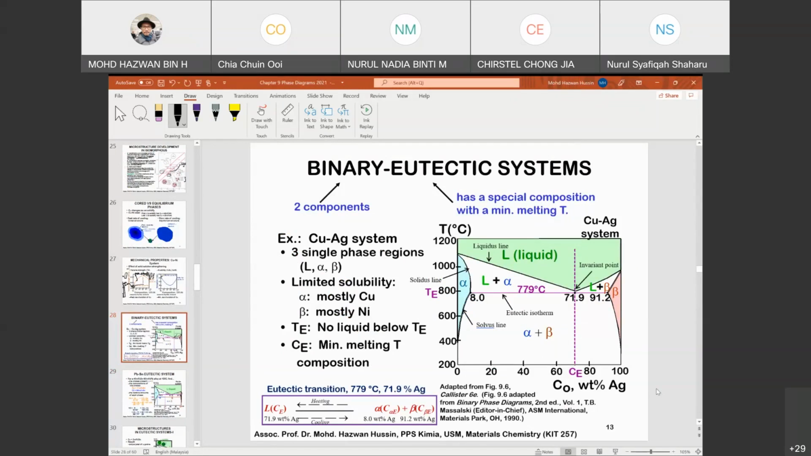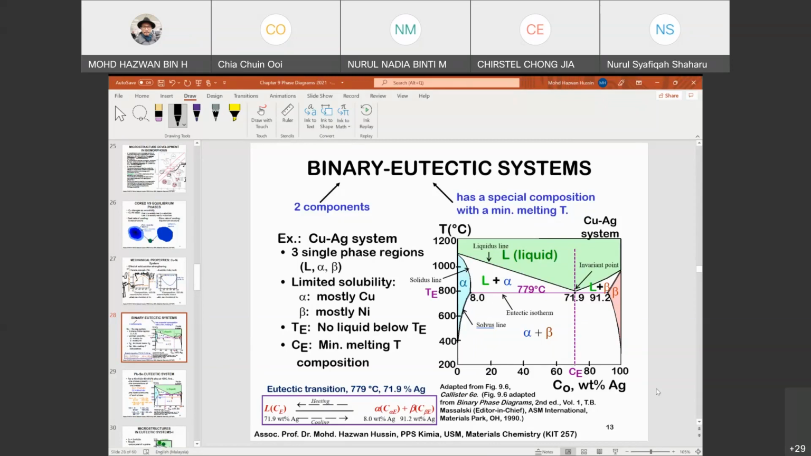Okay, all right. So we move on to the next part of the phase diagram. Earlier we have understood about the isomorphous system. As I told you, to get an isomorphous alloy, it needs to fulfill the requirements of the Hume-Rothery rules. But what happens if the material doesn't follow the Hume-Rothery rules? That is why it will produce different types of alloy, which we will discuss now.